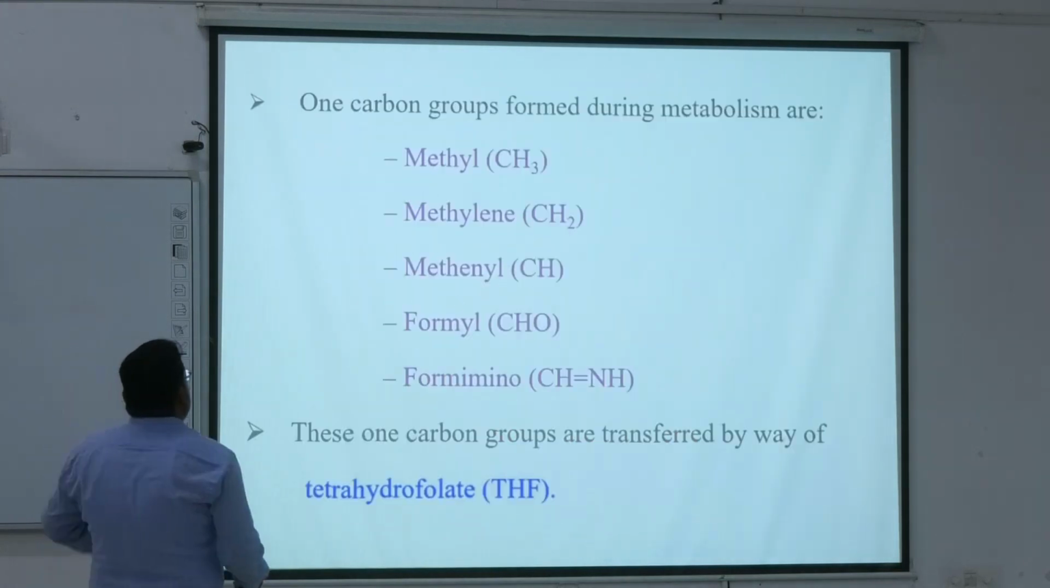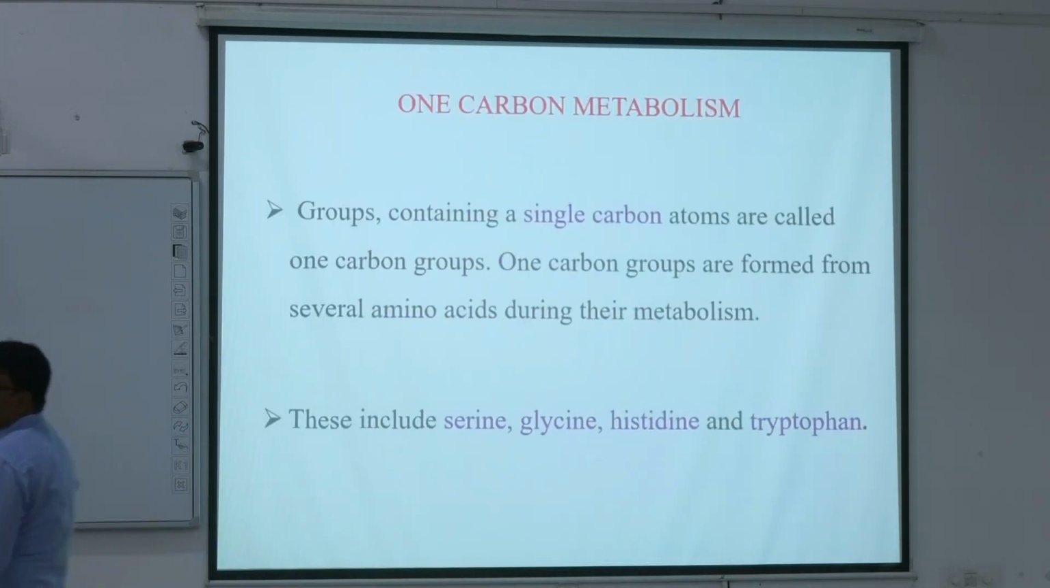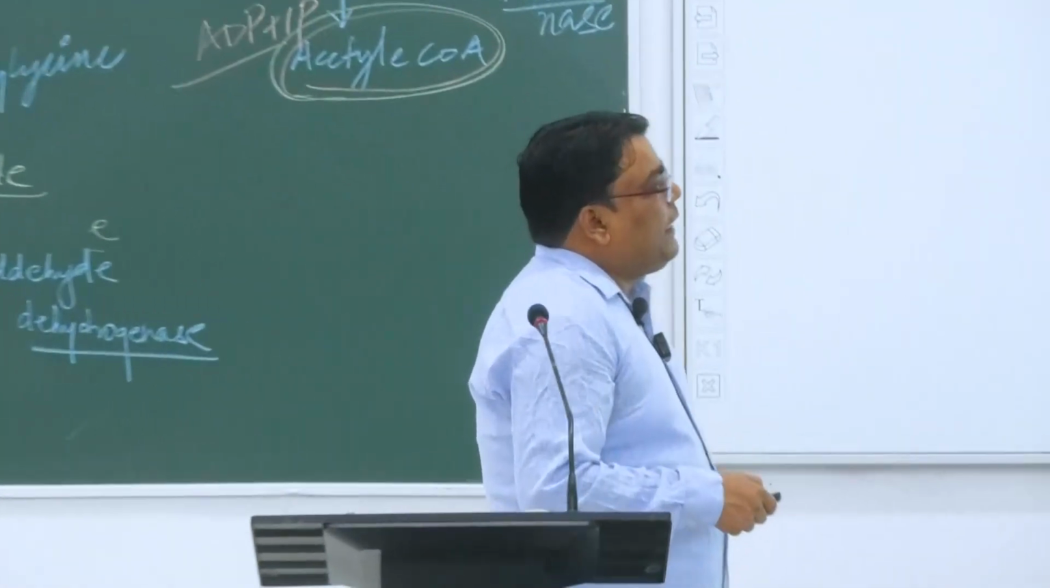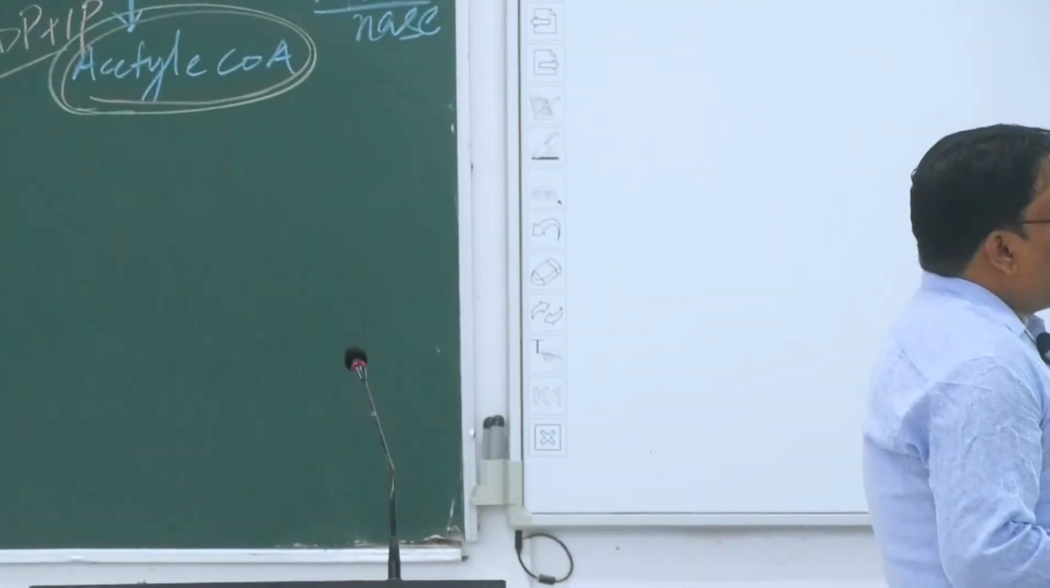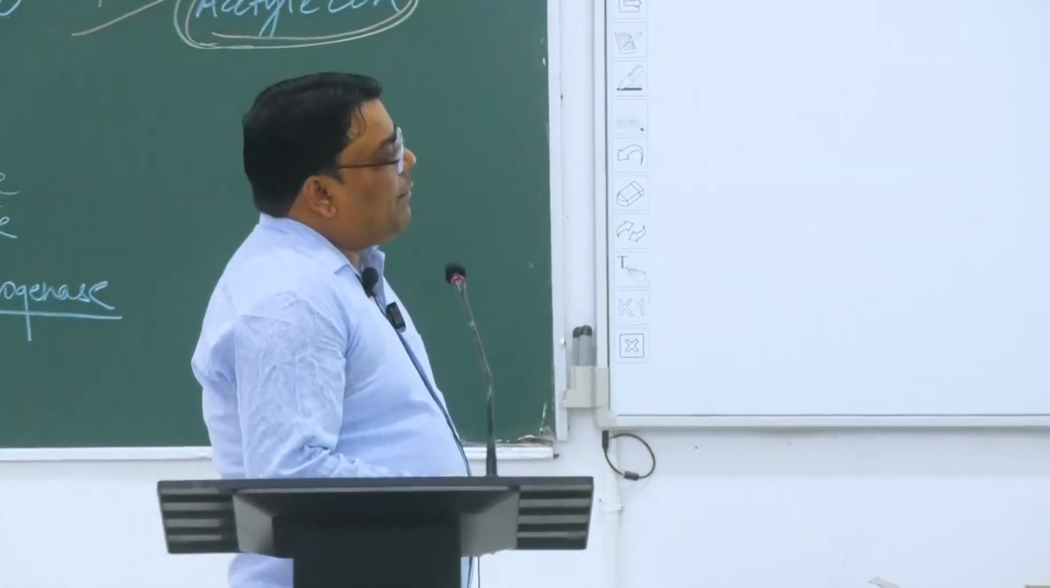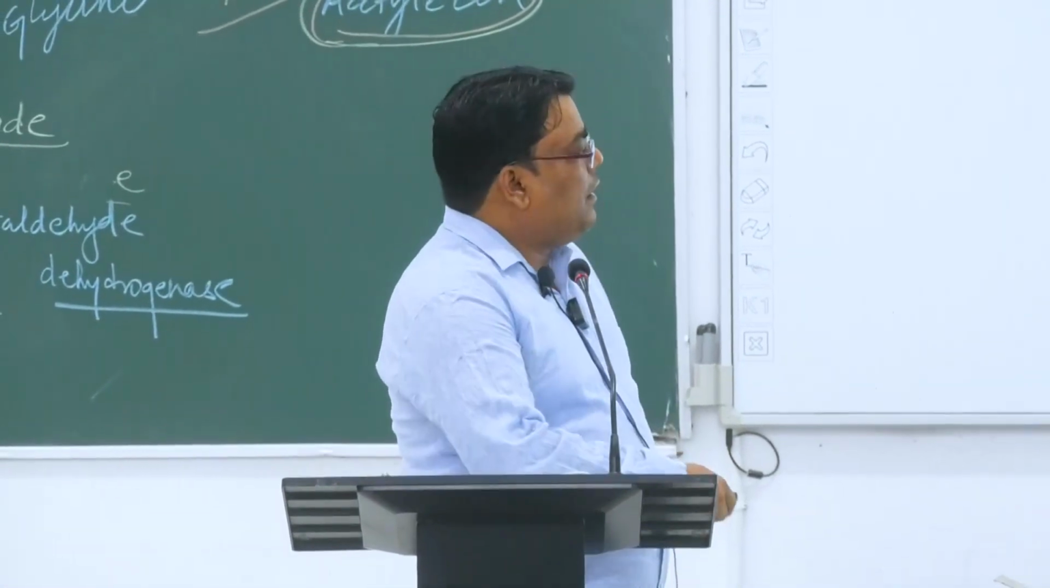There are two important things we understand. One carbon metabolism, what is the meaning of one carbon metabolism? This question may be asked. Groups containing a single carbon atom are called one carbon groups, and these one carbon groups are formed by the several amino acids during their metabolism.